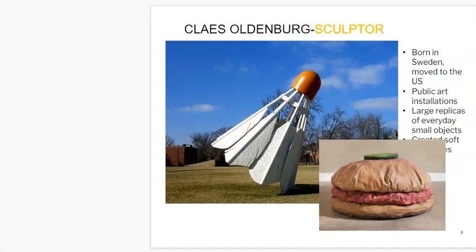Claes Oldenburg is a guy that does pop art sculptures. You might be familiar with the shuttlecocks over here. This is a birdie, more or less, if you've ever been to the Nelson Atkins Museum of Art. There are sculptures of his in the yard of the museum. He's known for taking everyday objects and making them humongous, like a hamburger, erasers, clothespins. And that's what Oldenburg did.